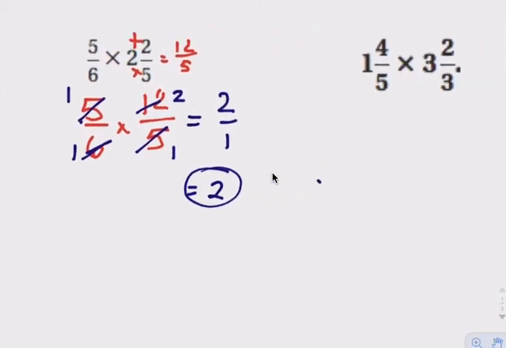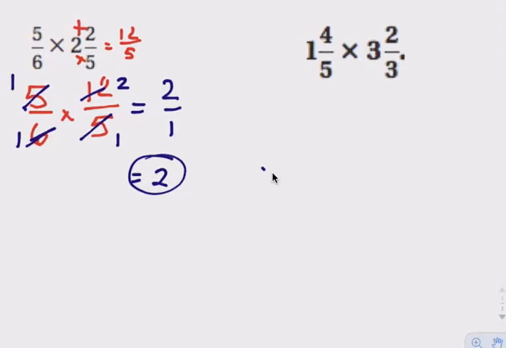Okay. Third example, 1 4/5 times 3 and 2/3. Both of them are mixed numbers, so we want to restate them both as improper fractions. Denominator times the whole number plus the numerator. 5 times 1 is 5, plus 4 is 9/5, times 3 times 3 is 9, plus 2 is 11/3.